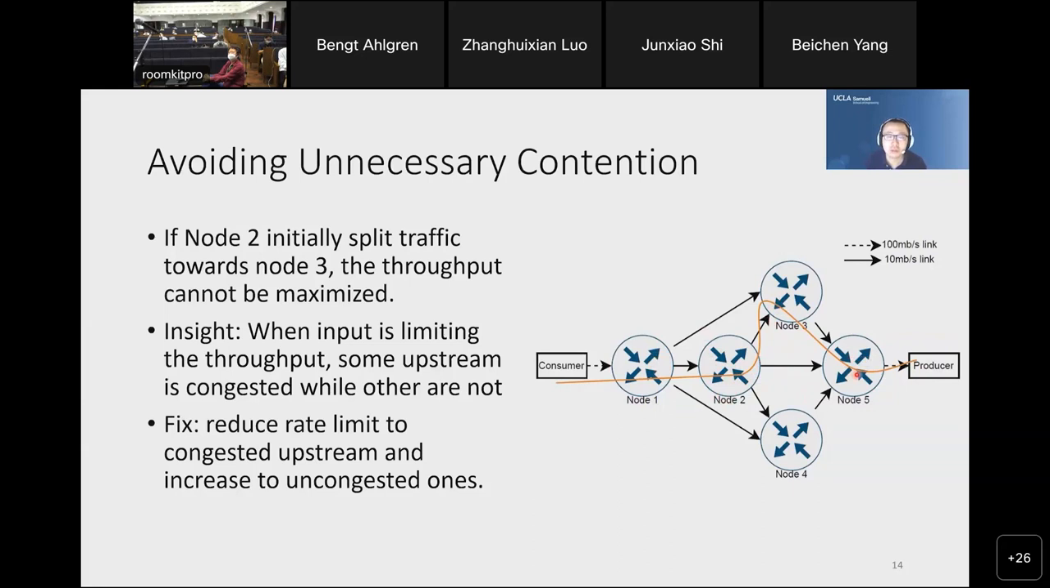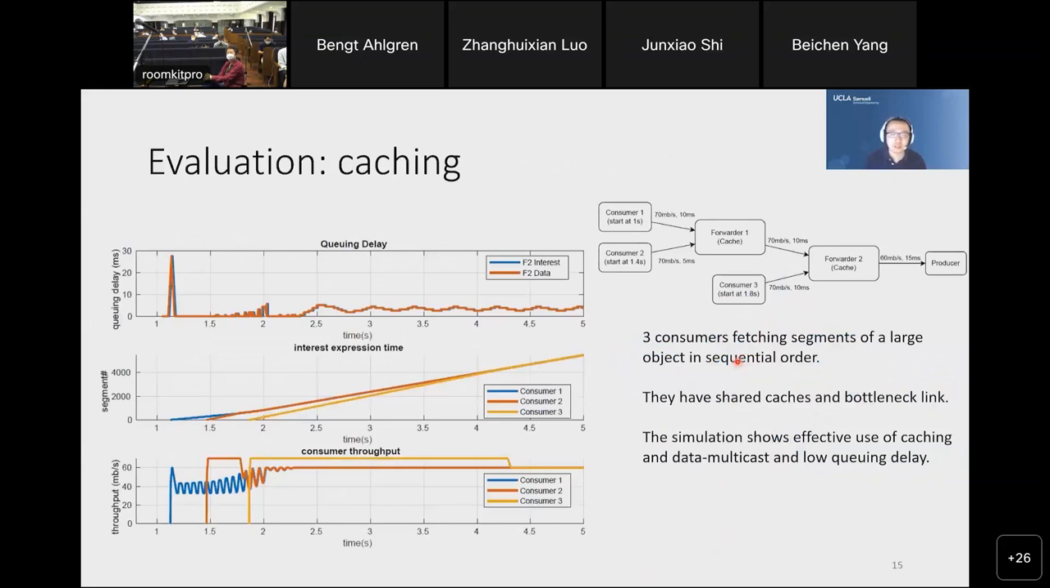So from node 2's perspective, it can, in this case, just give up sending to those paths with contention and move that traffic to a path without contention. And that could move the system to a higher throughput. That's basically the rule we introduce to avoid this situation. And with that rule, node 2 will eventually decide to send everything to node 5, and the network throughput could be maximized. With those design details, we can talk about the evaluation of our design.